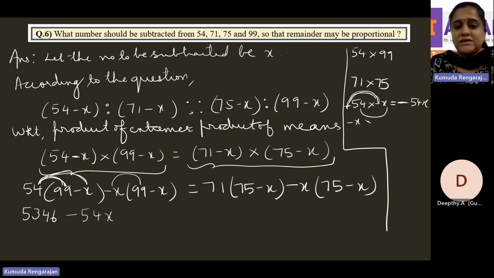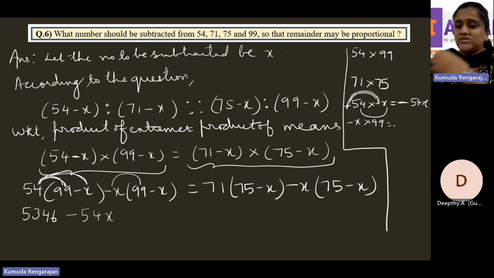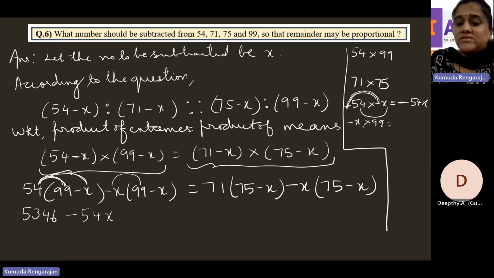What is minus x into 99? Minus 54x. That's the product? No, we haven't got the answer yet. I'll tell you. So now what is minus x into 99? Minus into plus is minus. Why plus I'm saying? Because 99 has a plus sign. 99 has a positive sign. See, when you just say 99, it is positive, right?